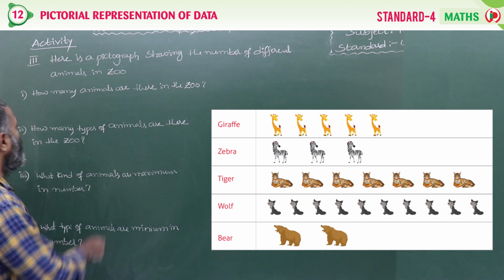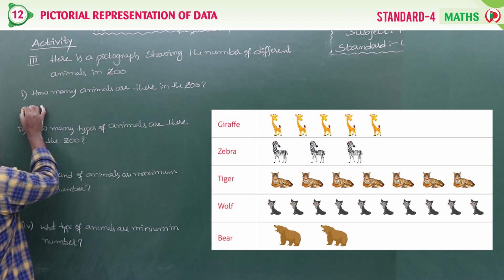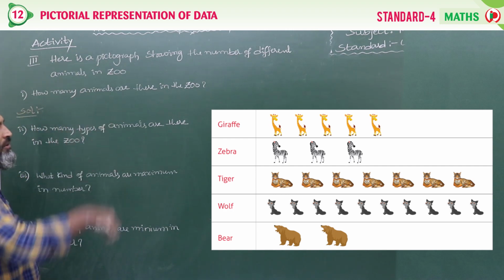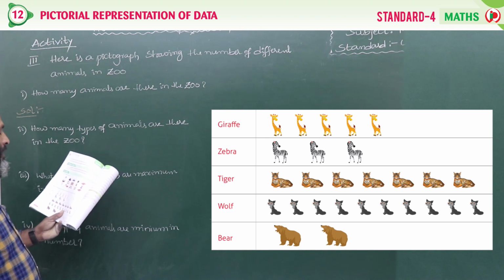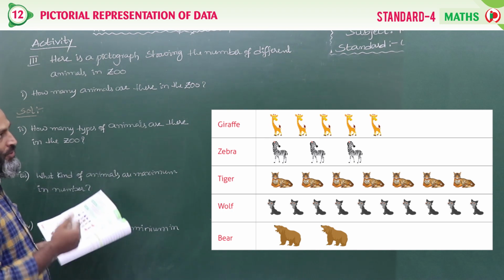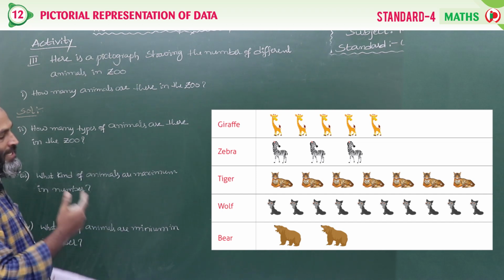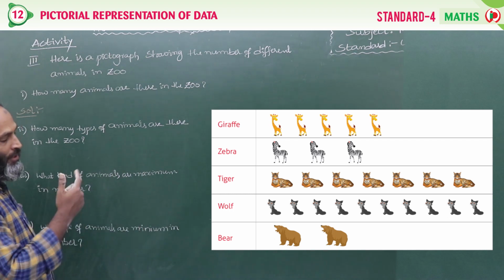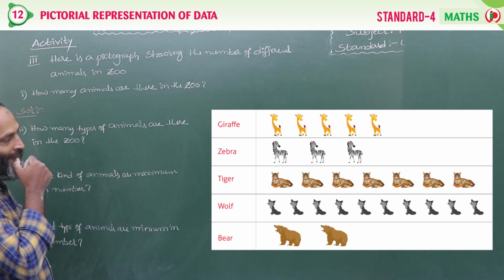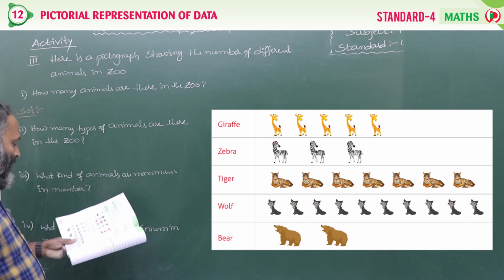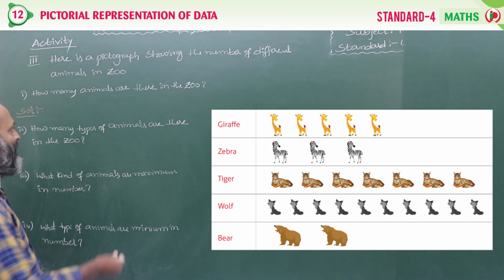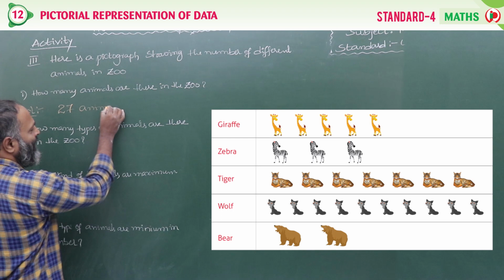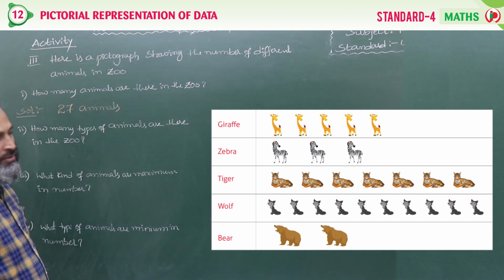Then one by one, the question: how many animals are in the zoo? He is asking for the total animals. Once you count all the animals, first of all, how many giraffes? 5. And 3 zebras. 5 plus 3, 8. After that, 7 tigers. So total 15. After that, 10 wolves were there. 25. Then 25 plus 2 bears, 26, 27. Total 27 animals were there in a zoo.